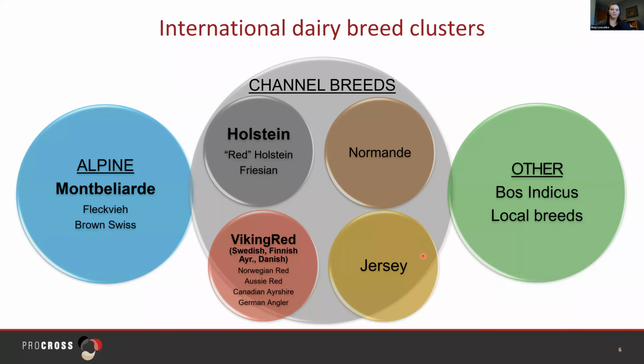We have Normandy and Jersey. And then we have this grouping that I'm labeling other. It includes a lot of local breeds, and Bos indicus is also part of that local breed idea. I'm not going to get into those today. I wanted to comment though that they are really important for crossbreeding in certain environments and climates. The Bos indicus breeds are important for extreme heat and humidity. They do well there. They're also important to use for crossbreeding when you have a lot of disease pressure.